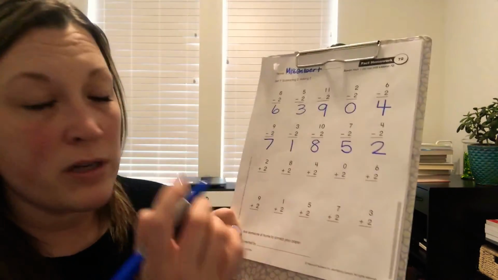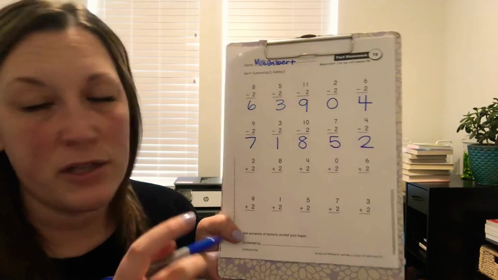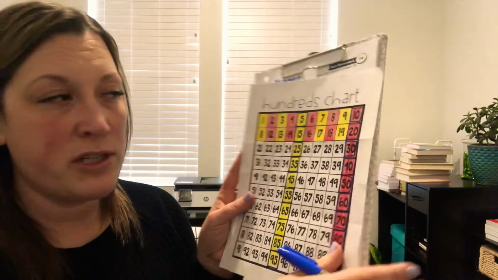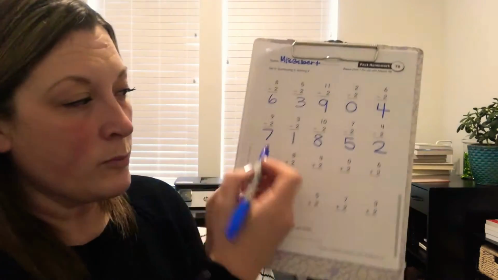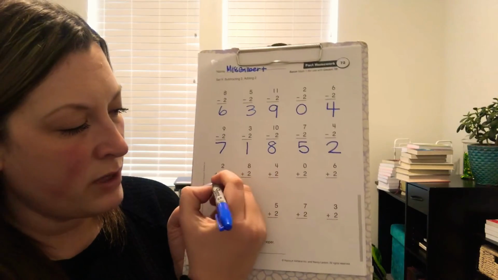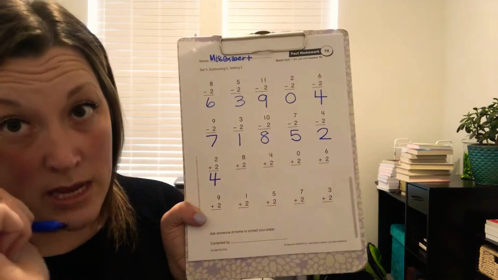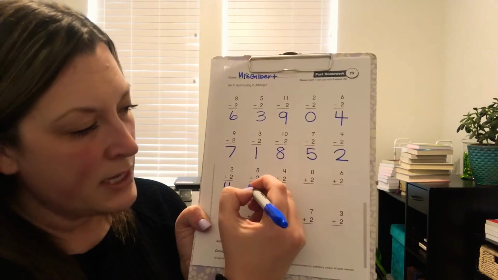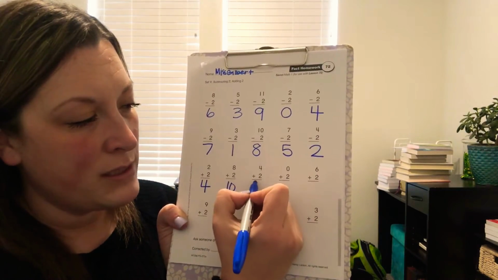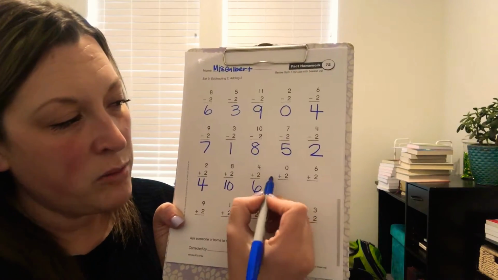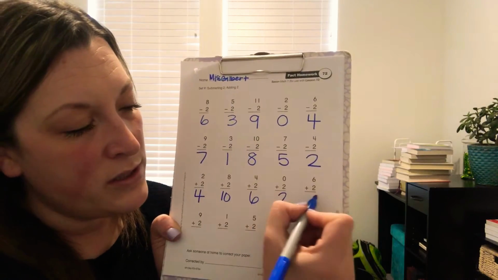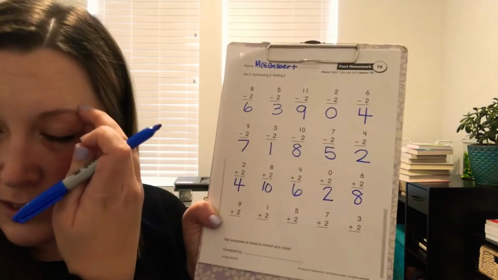Okay, third row, now we're doing plus 2, so now we're getting bigger by 2. Also, if you practice these really well, your evens and odds, counting by 2s, that will help too, okay? Ready, third row, 2 plus 2 equals 4. 8 plus 2 equals 10. 4 plus 2 equals 6. 0 plus 2 equals 2. 6 plus 2 equals 8.